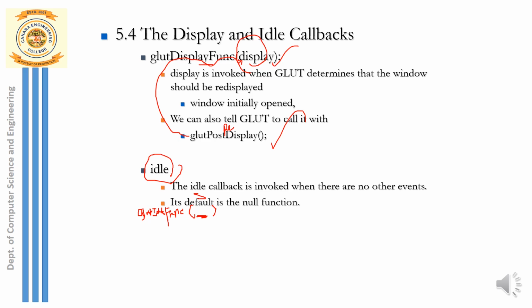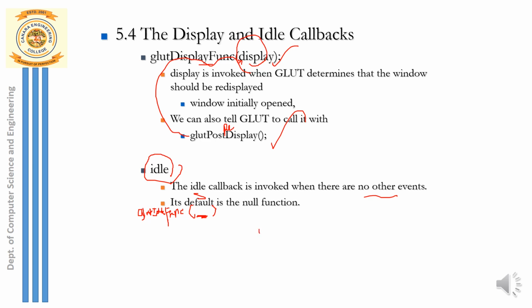So what is this idle? The moment I execute my display window, initially I'm not interacting with my display window. That means I will not click any mouse button, I will not press any key, I'll not perform any event. So when there are no events occurring, my display window will be idle, right? Whenever my display window is idle, or when no other events are occurring like mouse click or keyboard press, even then you can assign some action to that.